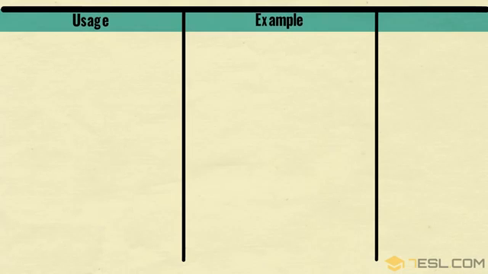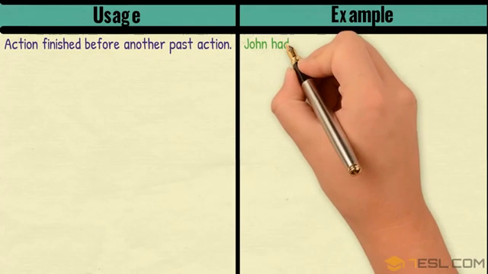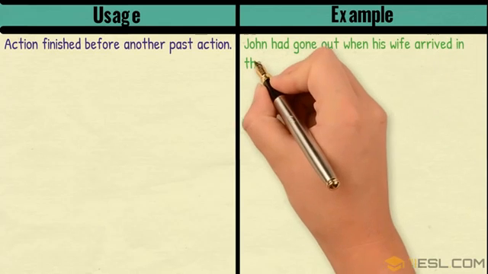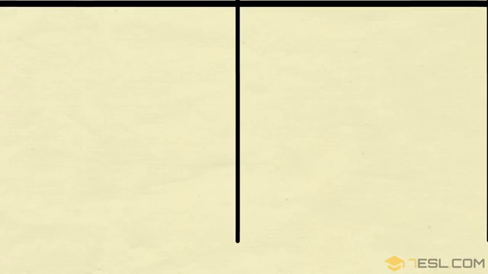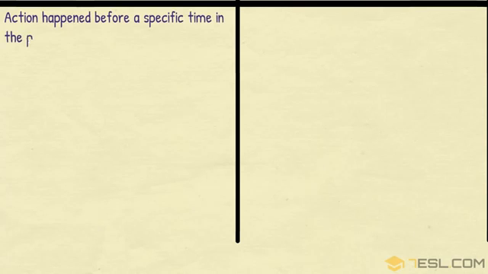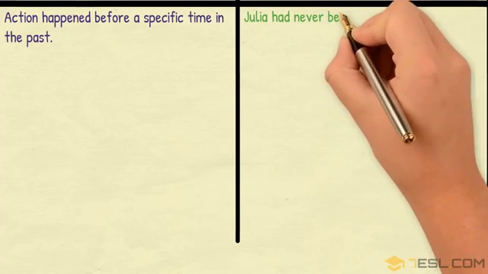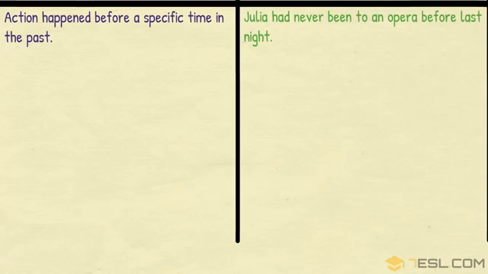Usage. Example. Action finished before another past action. John had gone out when his wife arrived in the office. Action that happened before a specific time in the past. Julia had never been to an opera before last night.